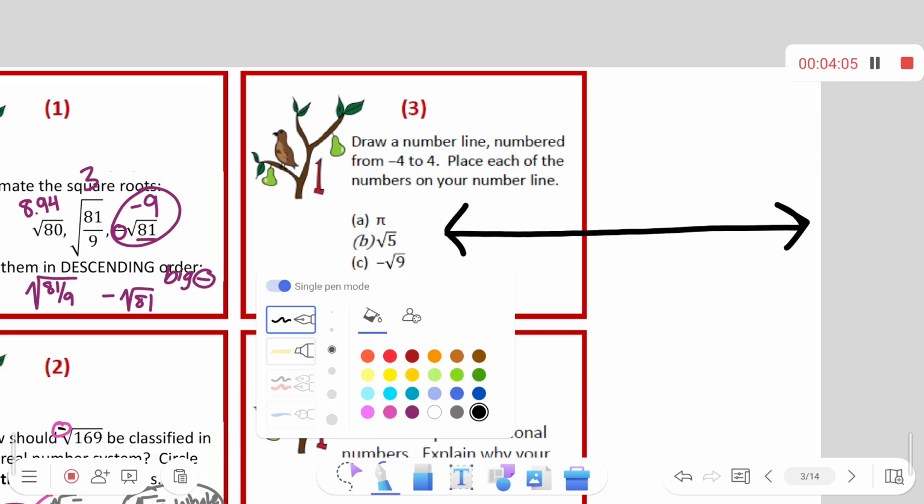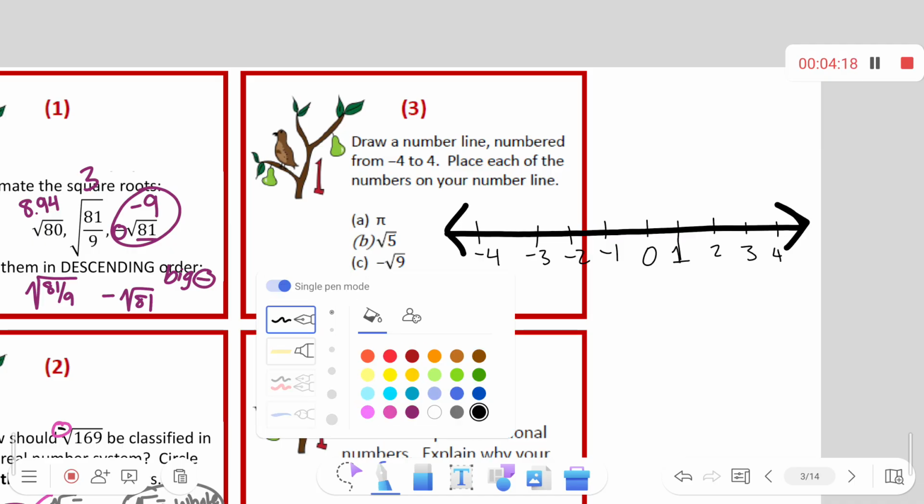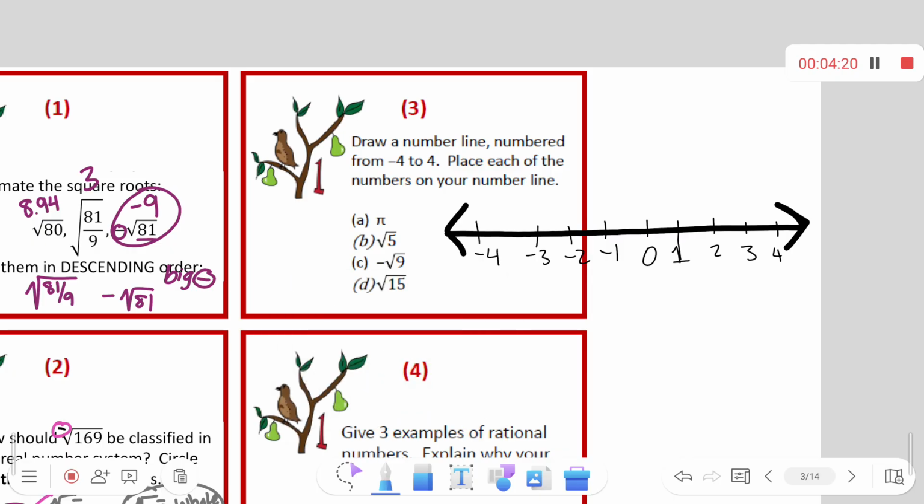Here's my number line. And then I need -4, -3, -2, -1, 0, 1, 2, 3, and 4. And then we're estimating these numbers and then putting them on the number line. Letter A is pi, which we should know from 7th grade is about 3.14. There's also a pi button on Desmos. I'll put 3.14 to the right of 3, closer to 3 than 4 though. I'll call that A because it was letter A.